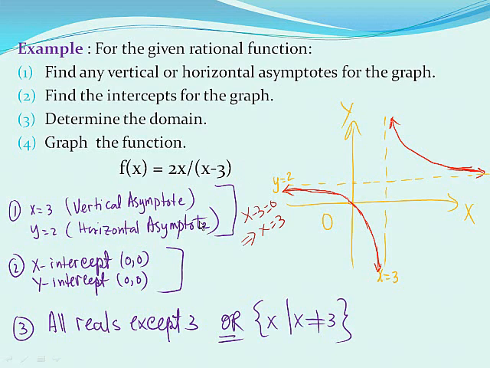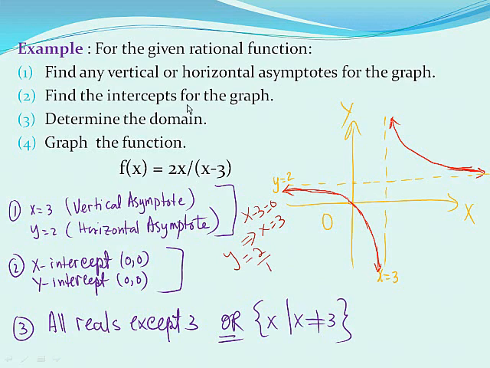Horizontal asymptote. Here the degree of the numerator is the same as the degree of the denominator. So the horizontal asymptote is y is equal to the leading coefficient of the numerator, which is 2, divided by the leading coefficient of the denominator, which is 1. So y is equal to 2 is the horizontal asymptote.